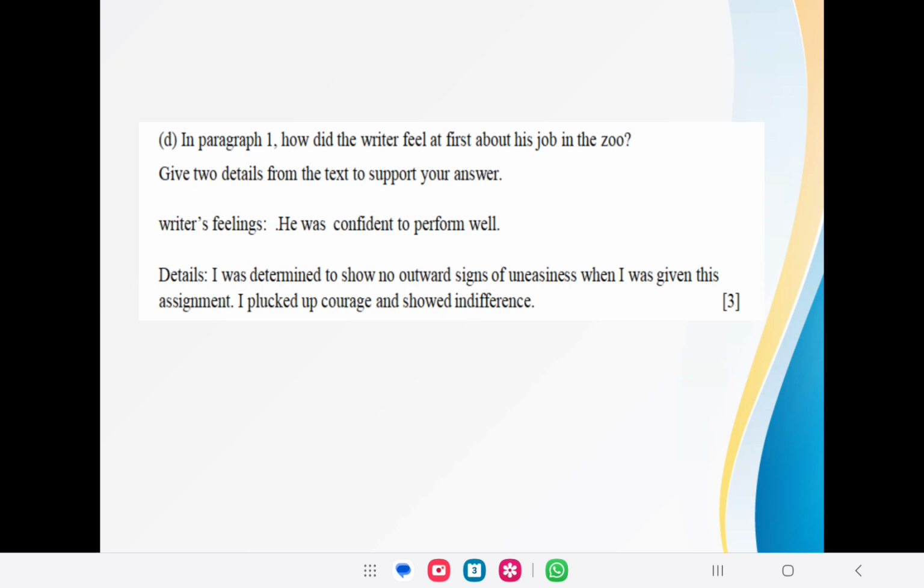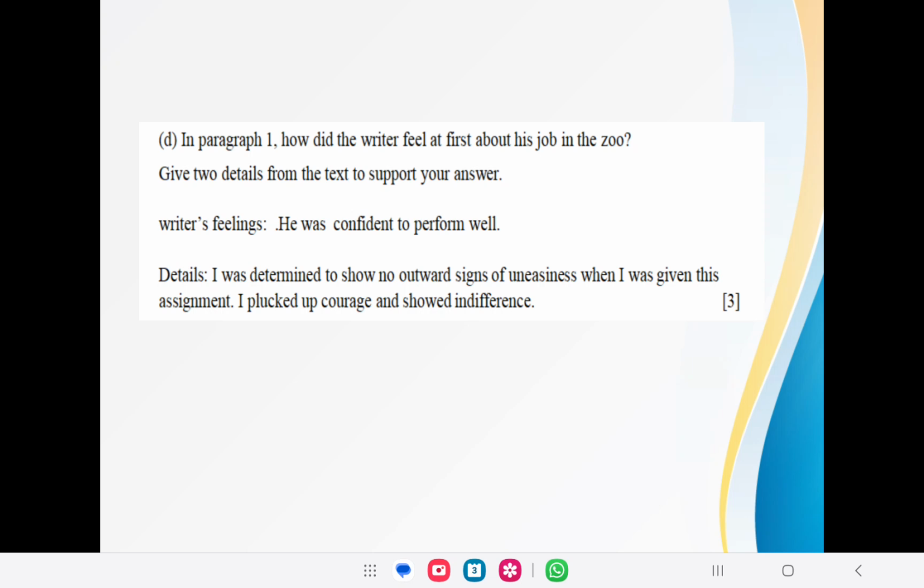So this is not just about the feelings. These days, with the kind of questions you get, you have to read and understand whether it is just about feeling or opinion also. You can take out the opinion also if the question is regarding opinion. If it is feeling, usually you give an adjective that shows what he was going through. Here I have used the word confident; it could be excited, happy, delighted. If it's opinion, you can write any remark, any comment, any feeling regarding that. So the writer's feeling is that he was confident to perform well.